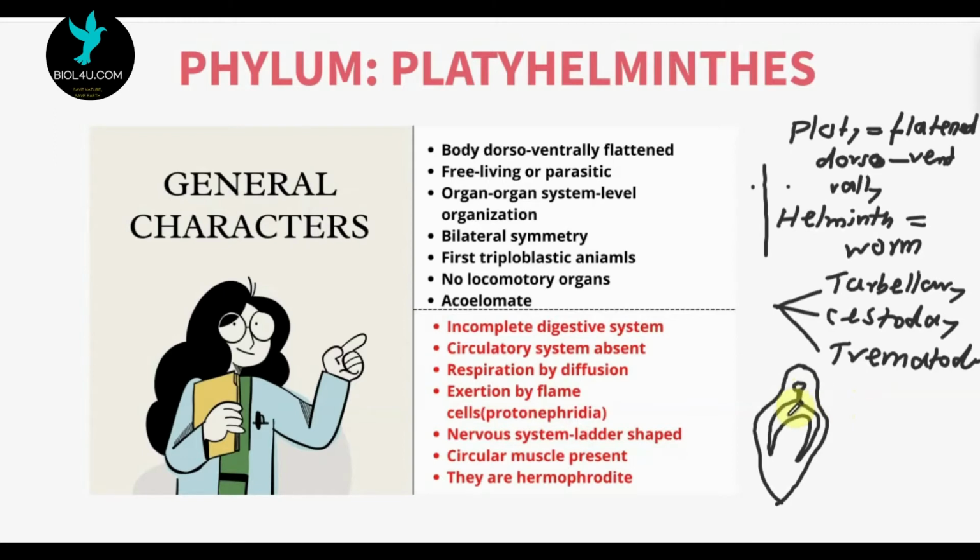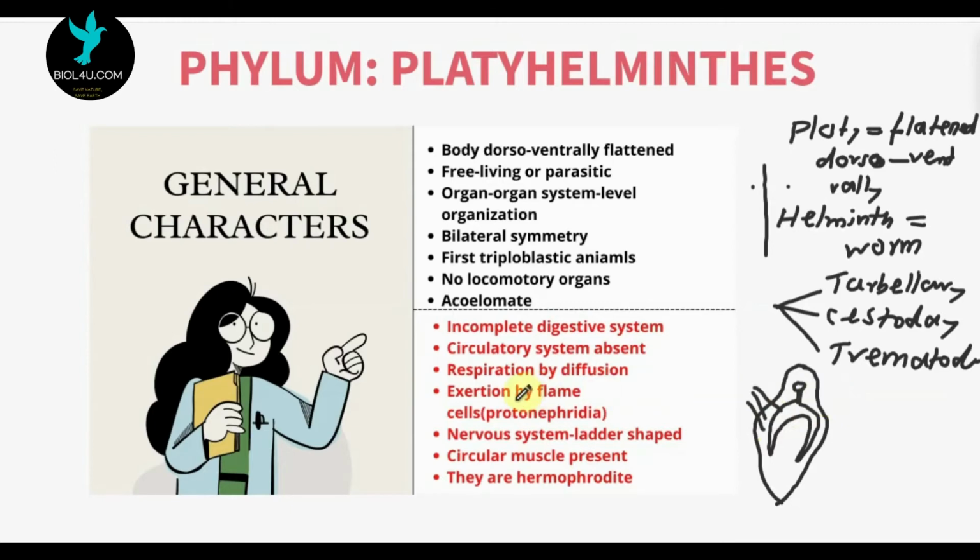Then what about the circulatory system? In this organism there is no circulatory system. Circulatory system is absent. Okay. Then what about the respiratory system? There is no particular respiratory system here. The oxygen and carbon dioxide exchange through the cell wall, the membrane or the body surface. So that is called diffusion. Respiration takes place by diffusion. That is, gas exchange takes place by diffusion.